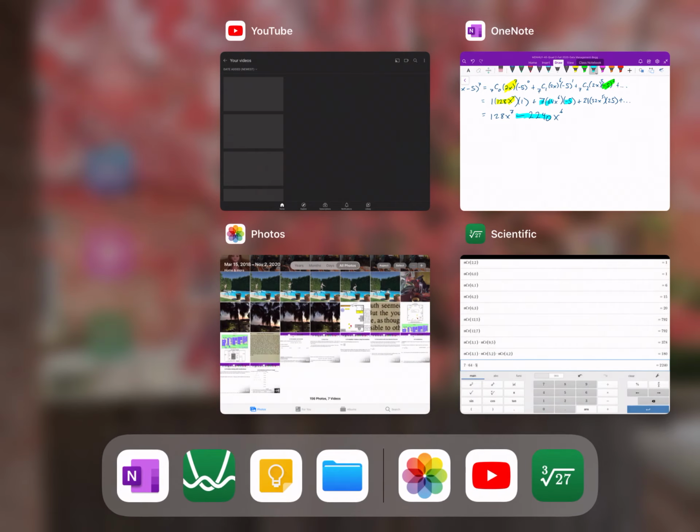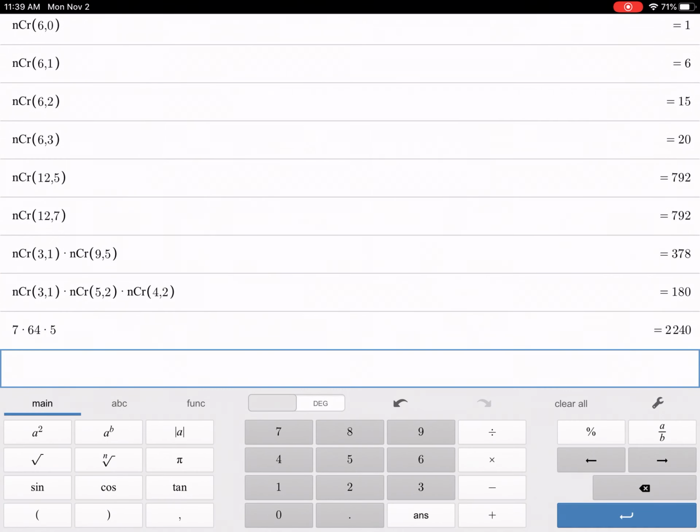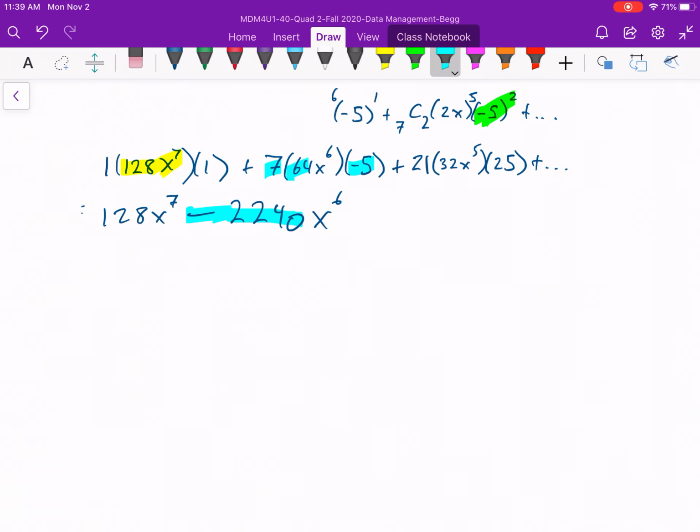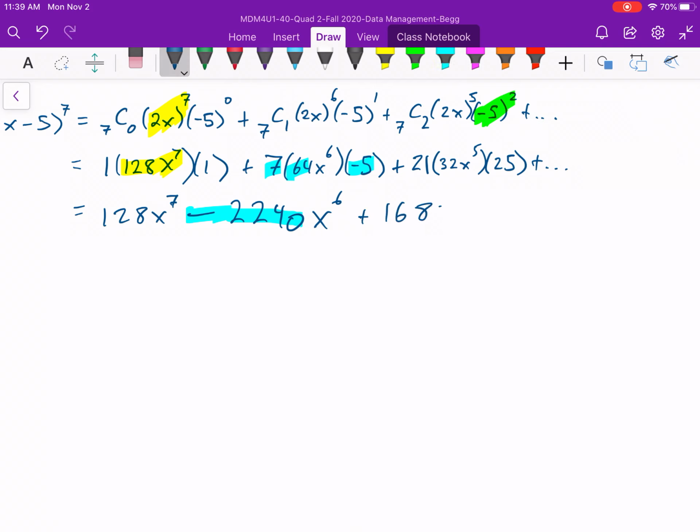21 times 32 times 25. 16,800. So we can still get really big coefficients. And so on. I only did the first 3 terms, but it was enough to illustrate some special things to watch out for. So don't get tripped up on those things. Good luck.